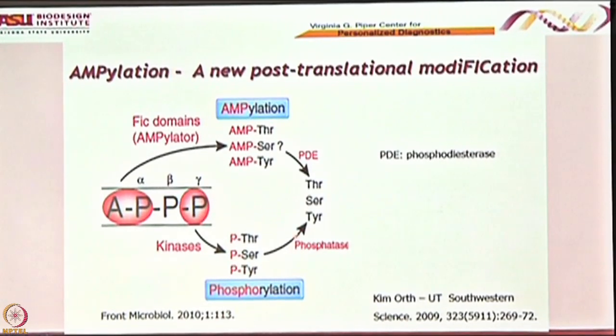It turns out that in some circumstances, a slightly different but very related reaction occurs in which the AMP, the adenosine plus the first phosphate, gets added to a protein. So you get AMP-threonine, AMP-serine maybe, and AMP-tyrosine. And that's called AMPylation. So you're taking the opposite half of the molecule and adding it to proteins. This process is remarkably well conserved through evolution. In many, many bacteria and even in eukaryotic cells, there are classes of enzymes called AMPylators that will do this reaction.